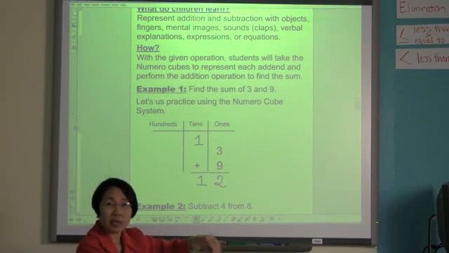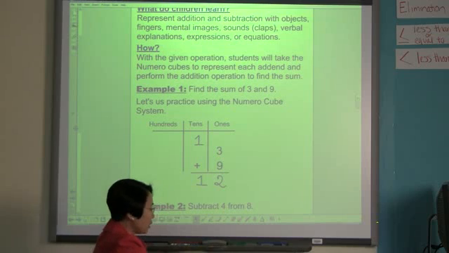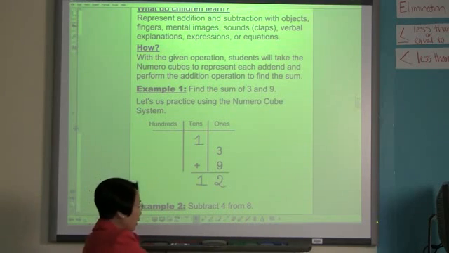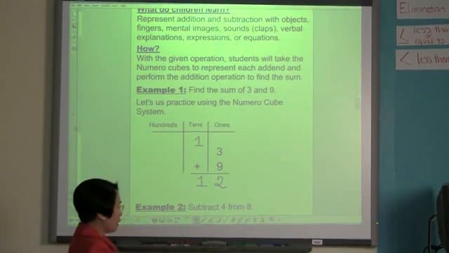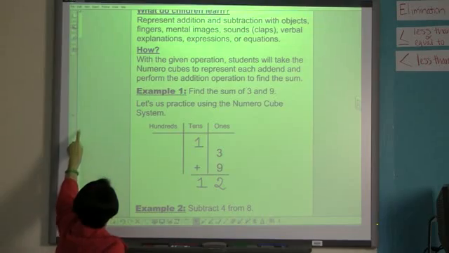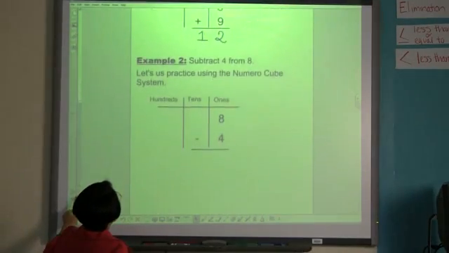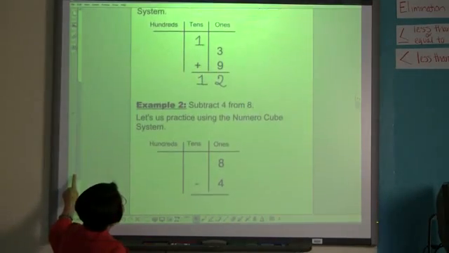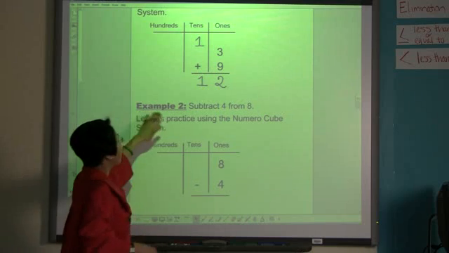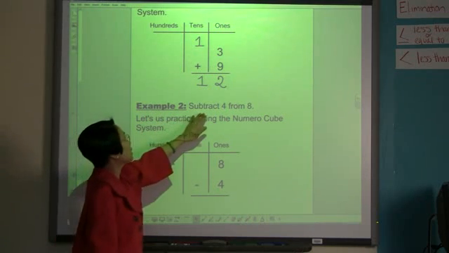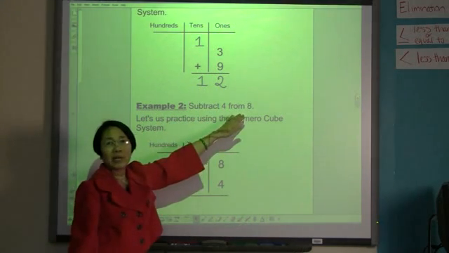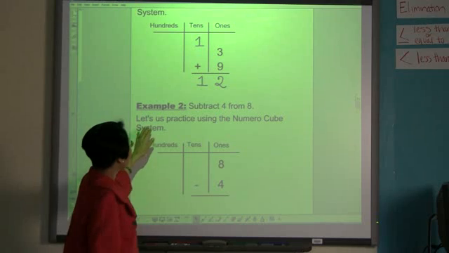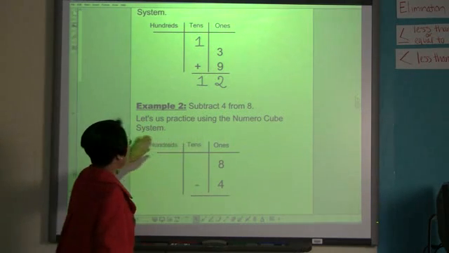So I'm going to do the very next example. That will be subtraction. And I'm going to use the numerical cubes again and the empty sticks. So I'm going to start that. I'm going to pull this way up so that we only see example 2, which is subtraction. In this example, students are supposed to subtract 4 from 8, okay? So let us practice using the numerical cube system.